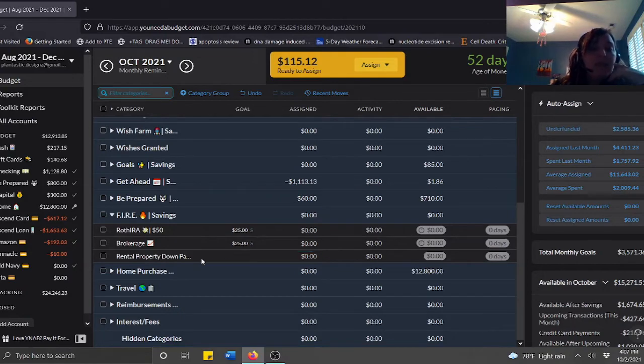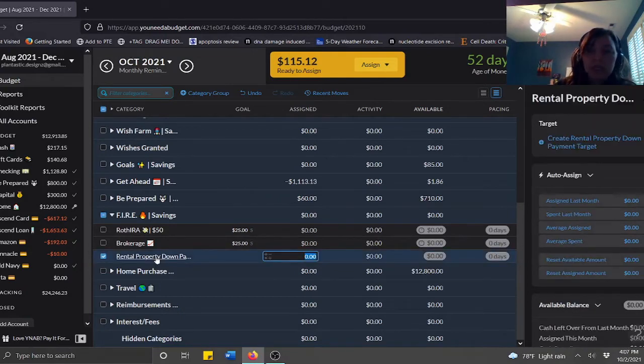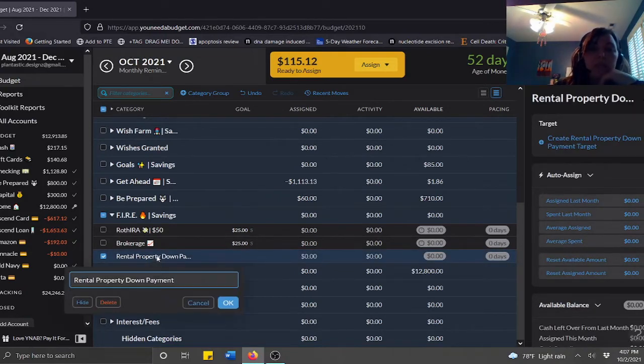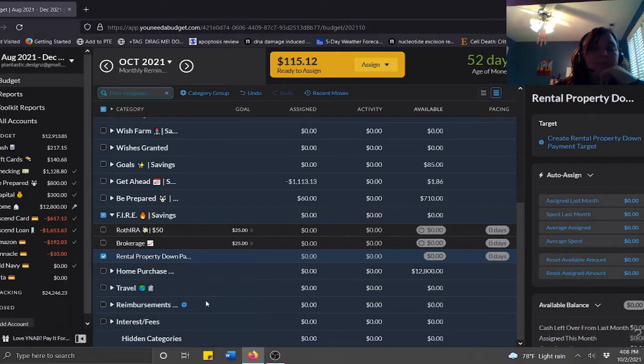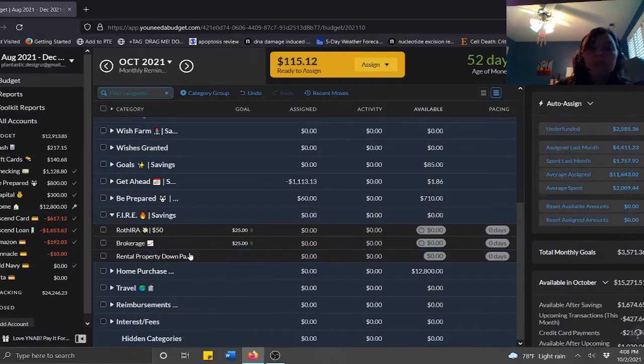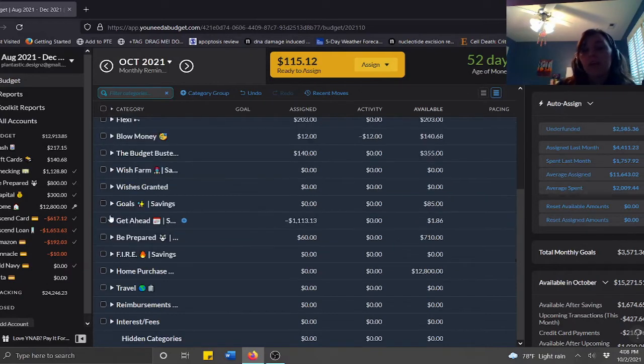And then eventually, this one right here is a rental property down payment. I've also considered, if I have enough money saved, buying real estate, because I've heard that's really good as far as building wealth. So that's what that is in this FIRE category.